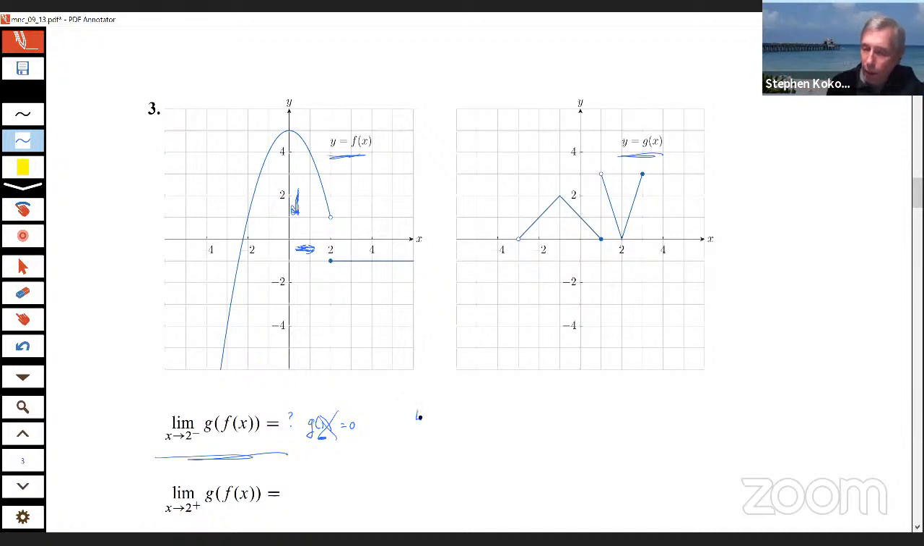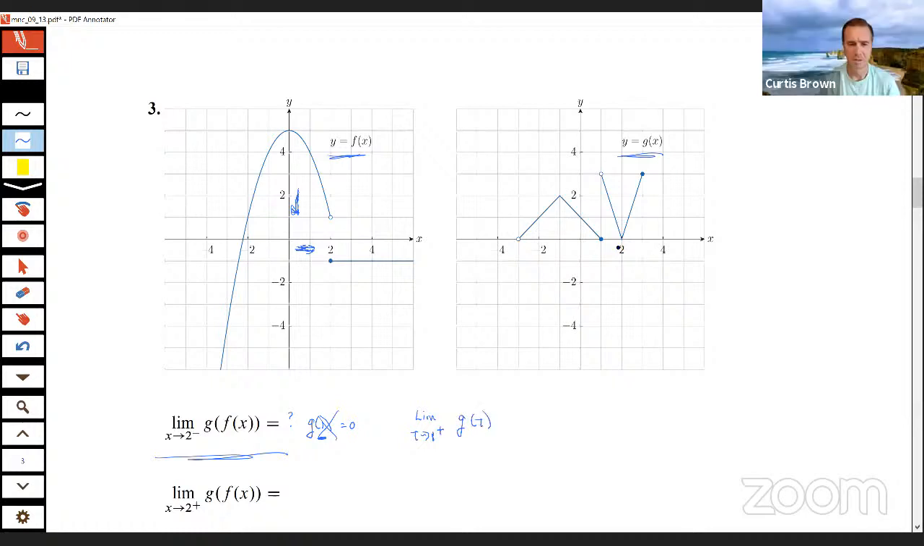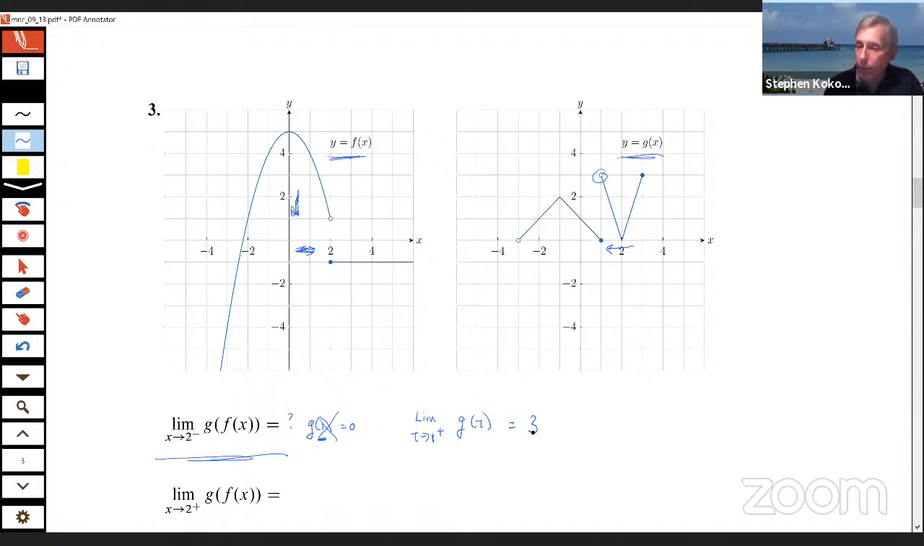So I'm going to scribble a little bit over here. That means I have to look at the limit as t goes to 1 from the right of g of t. Maybe I should have made this a t here, but I'm getting closer and closer to 1 from the right. What is g doing? Well, it's approaching 3. So this limit does exist. This limit is equal to 3. It's not g of 1, because g is not continuous at 1.